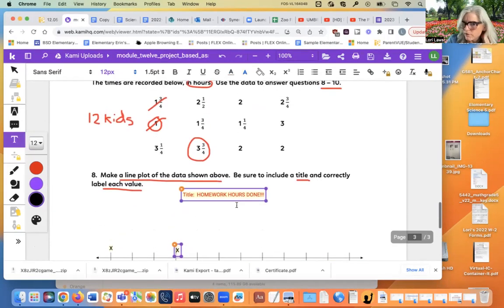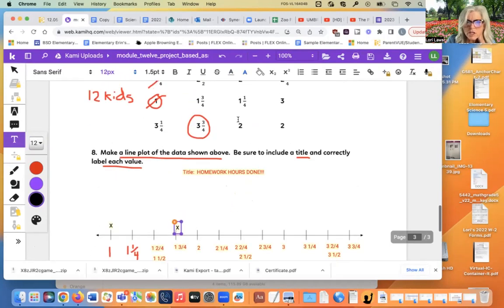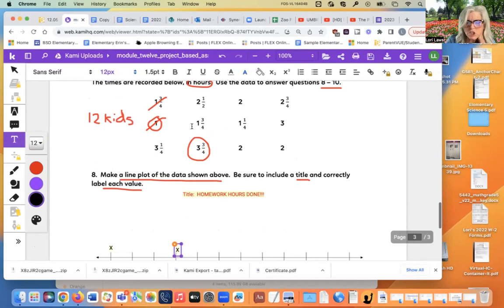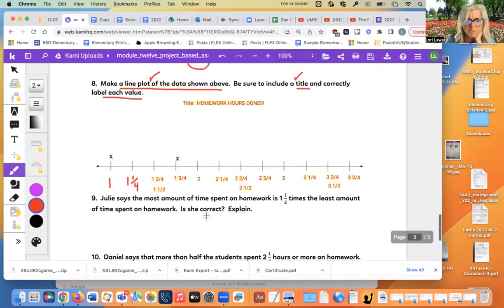Keep going, do all 12 of them. Make sure you get all 12 of the kids on the chart. And then check to see if you've done it. Did I make a line plot? Check. Did I put a title on it? Check. Did I correctly plot each value? Not yet, but I need to.